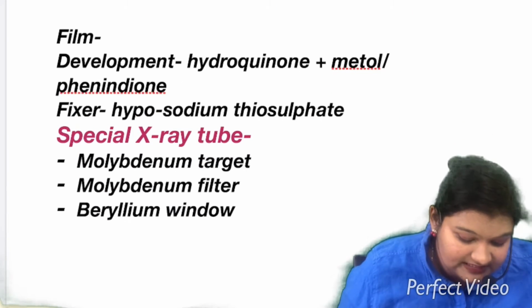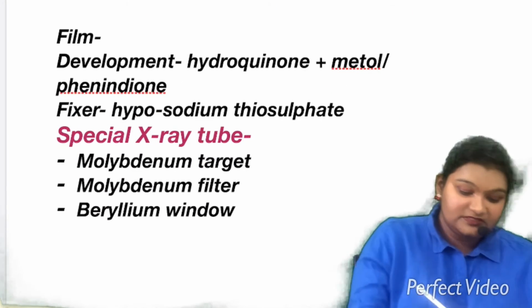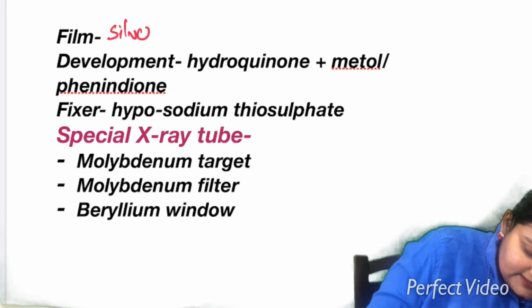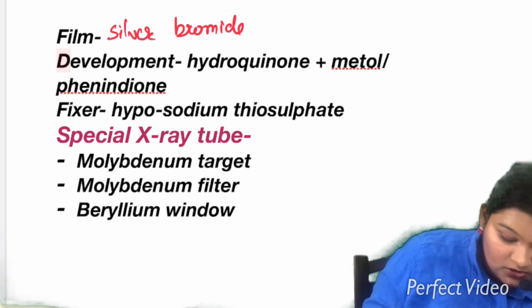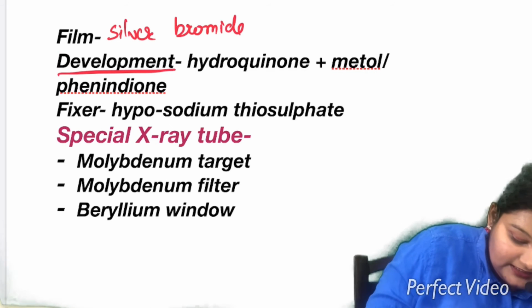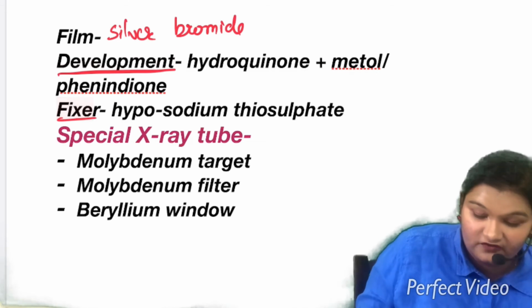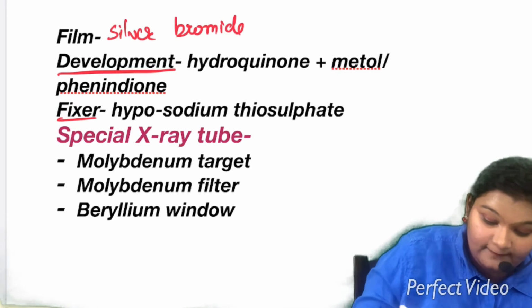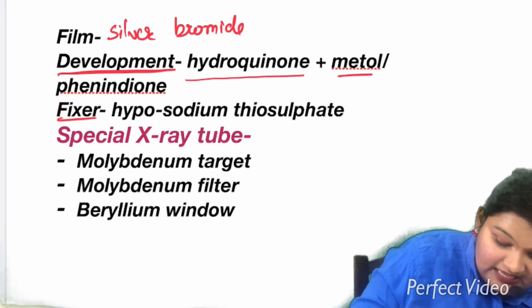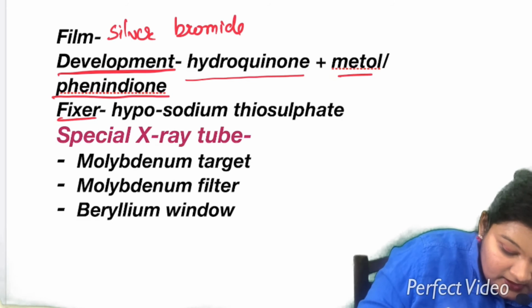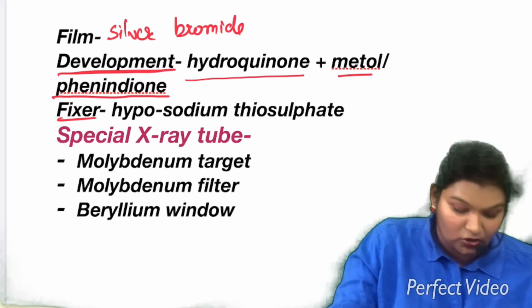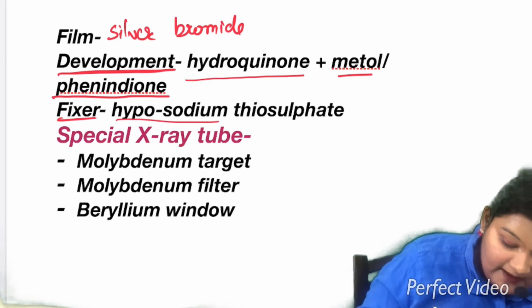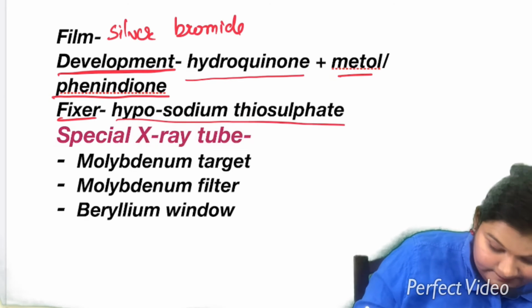Now let us move towards the film. So film is made up of silver bromide. So the film works on development and then the fixing. It is developed with the help of hydroquinone and phenidone, and it is fixed by hypo, sodium thiosulfate.